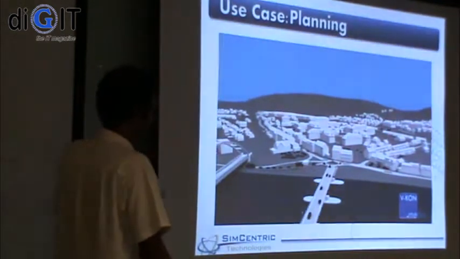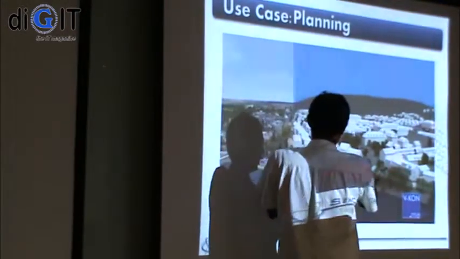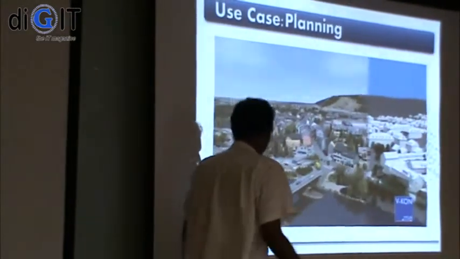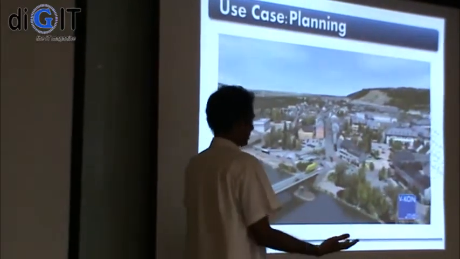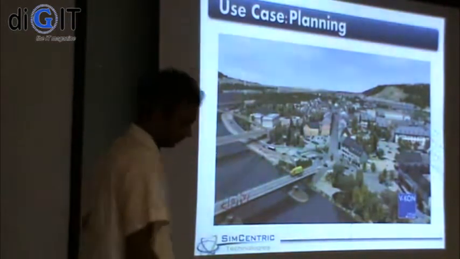And then once you have a model like this, you can decide where you need traffic lights, how wide the road should be, where the pedestrian crossings should be, and actually just walk around the city and see how it looks before you actually build it.